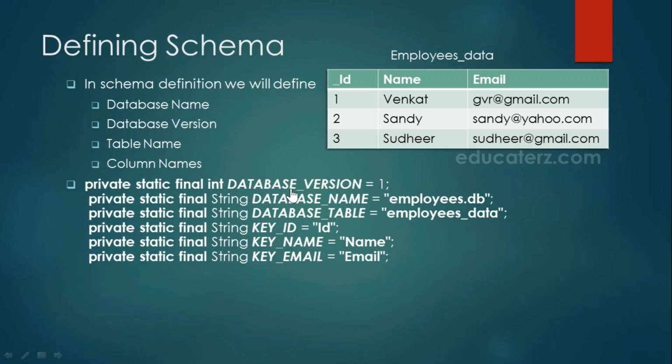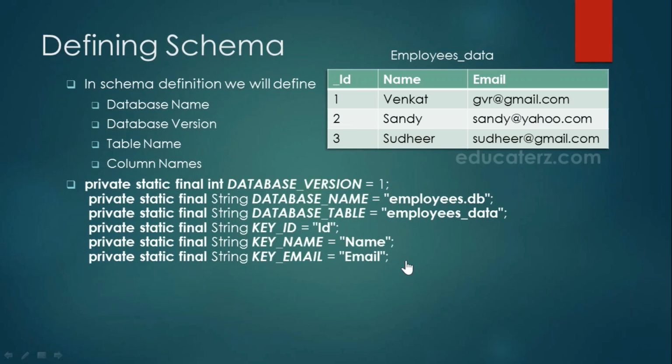So create all the constant values, like public static final values for each and everything. The database version we are taking by default as 1. The database name is employees.db, and the database table inside the database is employees_data. These are all the column definitions. KEY_ID is equal to ID, KEY_NAME is equal to name, KEY_EMAIL is equal to email ID.